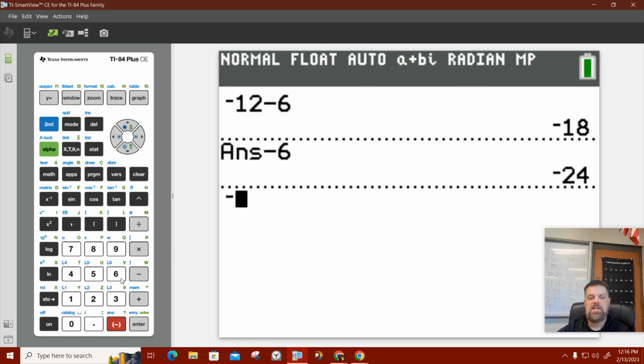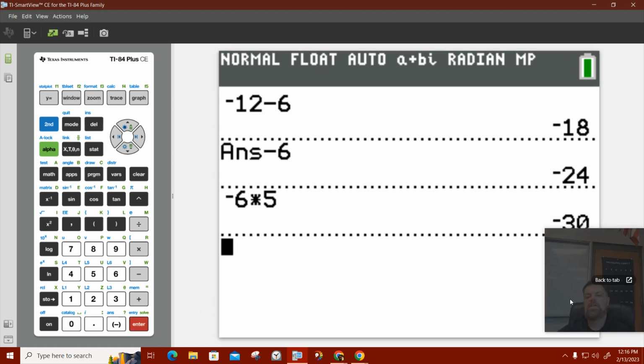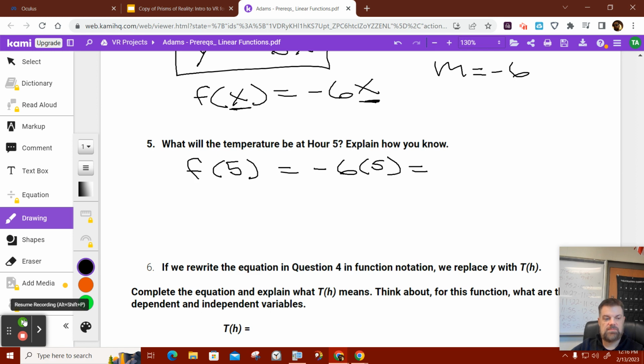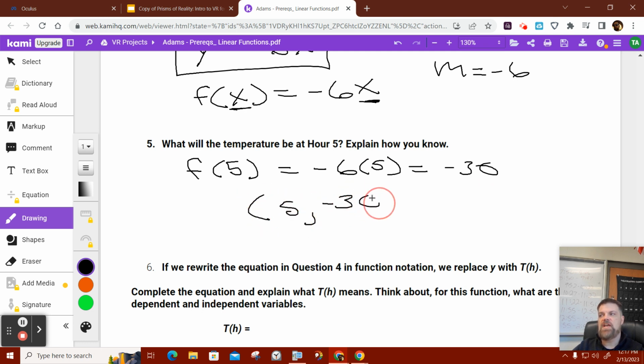35. No. Negative 35. No. Let's do this. Negative 6 times 5 equals, it's negative 30. It's okay. I've got a negative 30 here. So now if I were to plot that on the graph, that means that when x equals 5, y equals negative 30, correct? Yes.